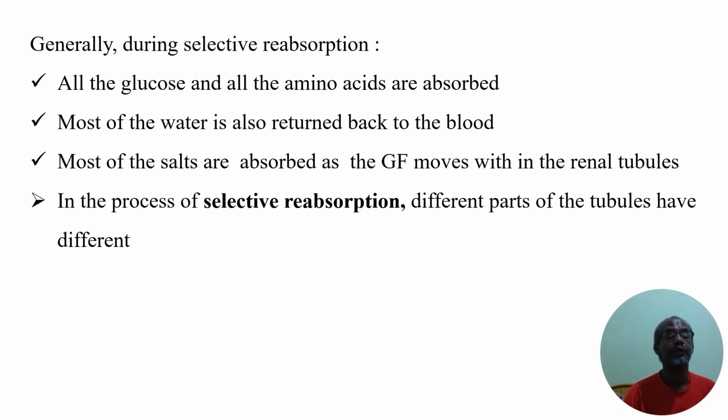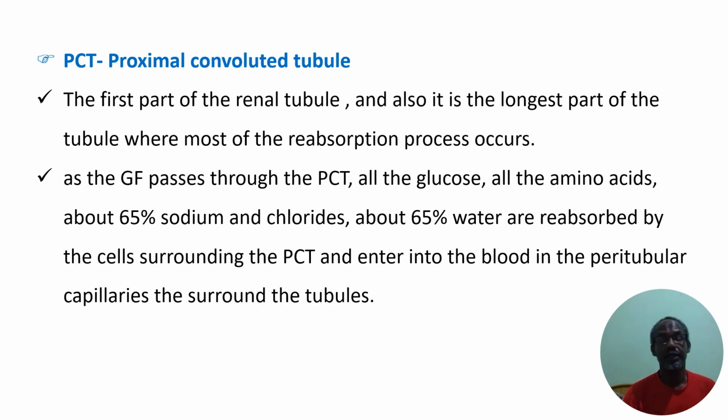And second, most of the water is also returned back to the blood. Most of the salts are absorbed as the glomerular filtrate moves within the renal tubules. In the process of selective reabsorption, different parts of these tubules have different roles. Let us see briefly just what each part of the tubules does.